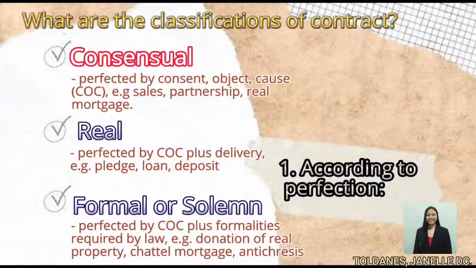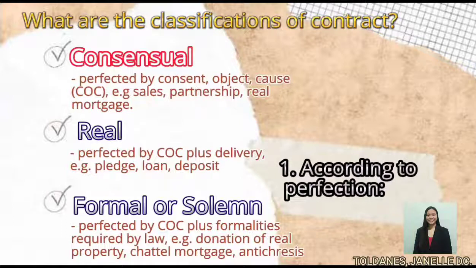The first one was according to perfection. This classification was indicated as the mutual contract that binds both contracting parties. One person must have a definite offer and the other must have an absolute acceptance of the offer. And the first was the consensual.